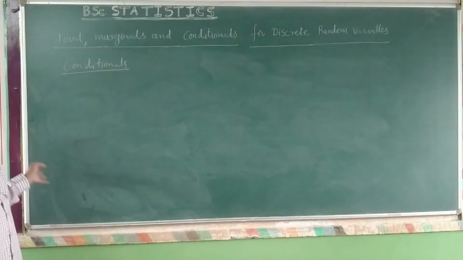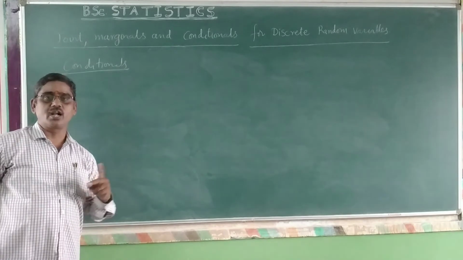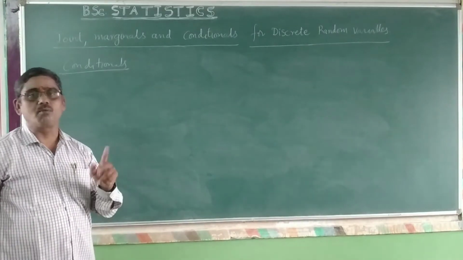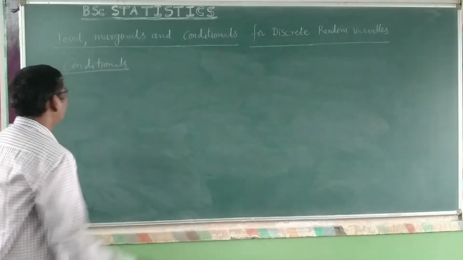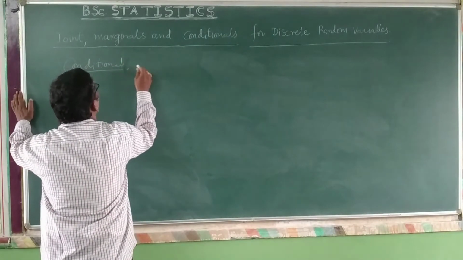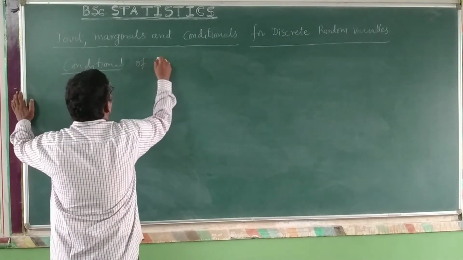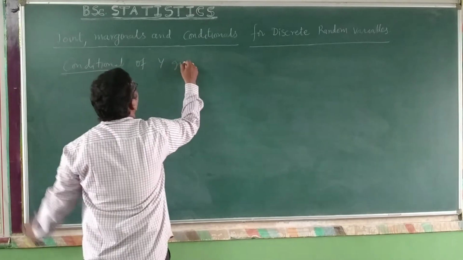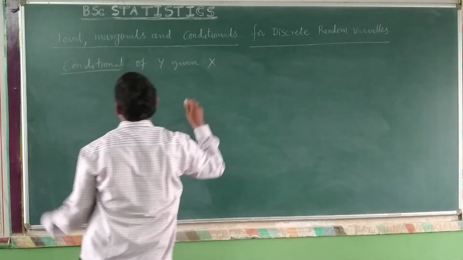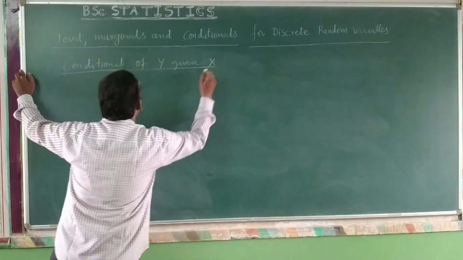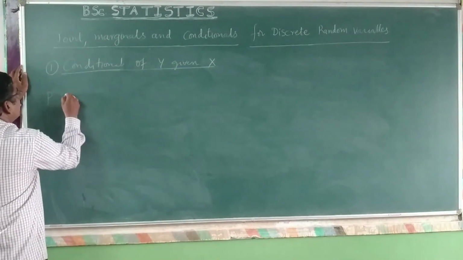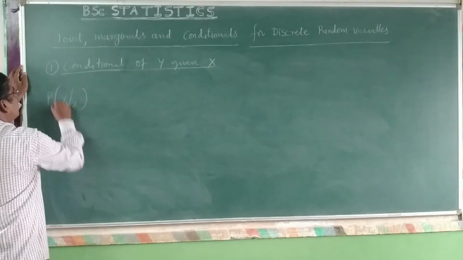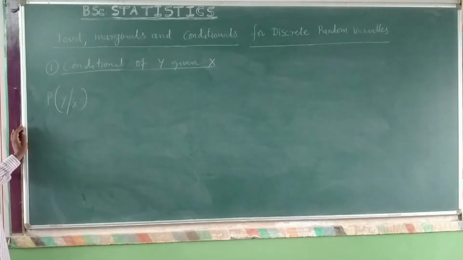Again, we have two conditional functions. The conditional probability mass function of y given x. So first of all, I define the conditional function of y given x. It is going to be defined as probability of y given x.